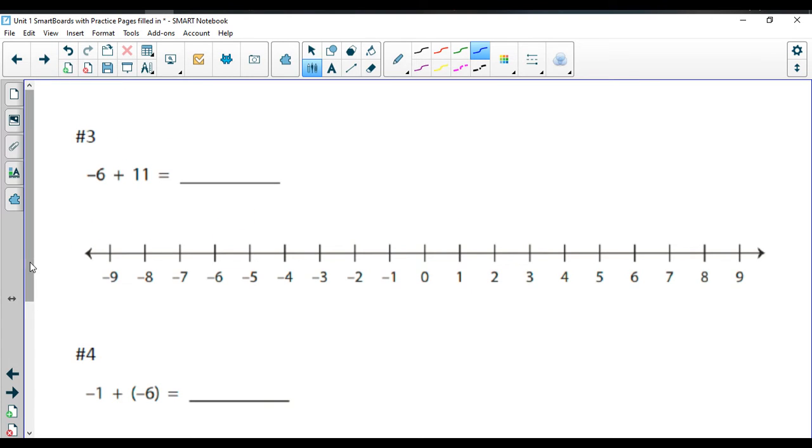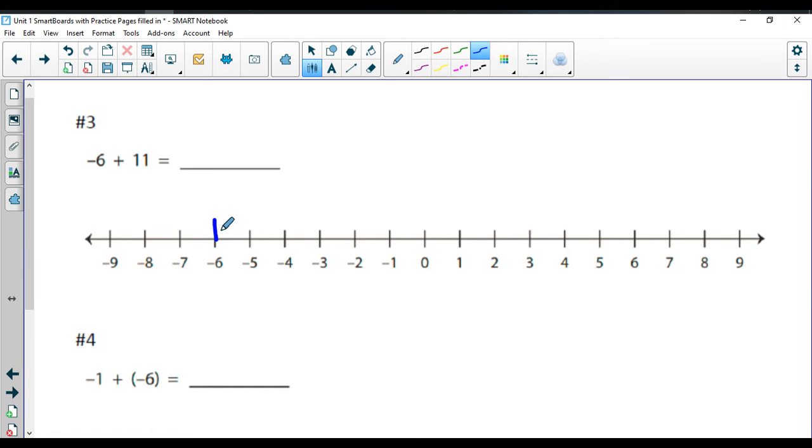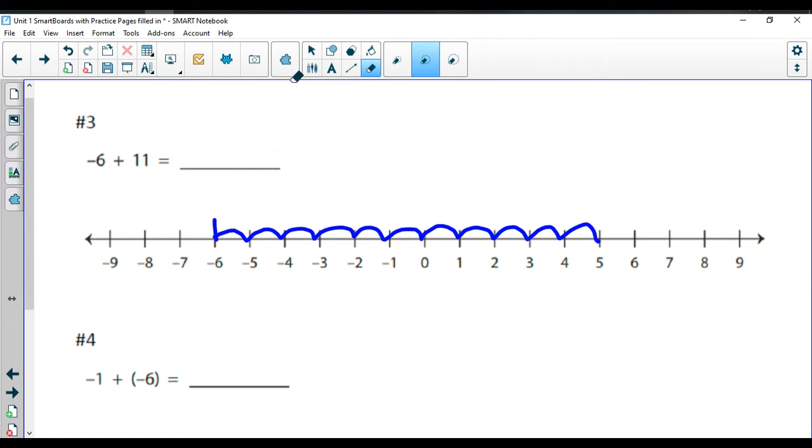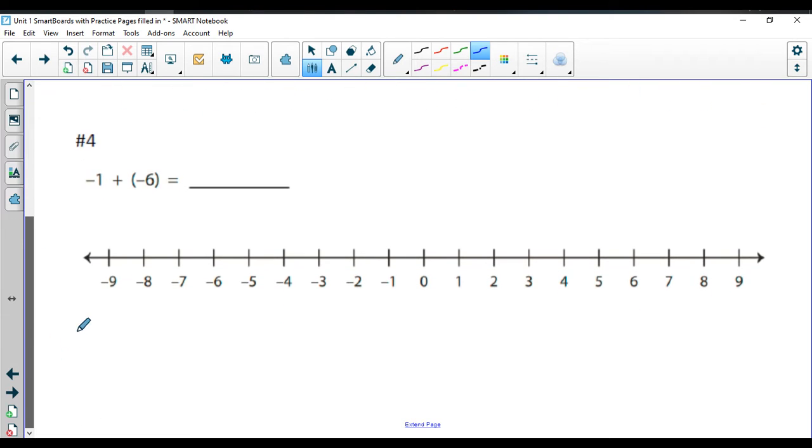Next example, number 3, I have negative 6 plus 11, so I'm going to start at negative 6 and move 11 to the right. 1, 2, 3, 4, 5, 6, 7, 8, 9, 10, and 11. And that's going to take me to a positive 5. For question number 4, you start off at negative 1, and it's going to ask you to move to the left 6. 1, 2, 3, 4, 5, 6, which takes us to a negative 7 for our answer.